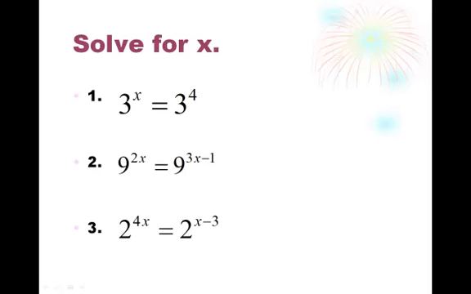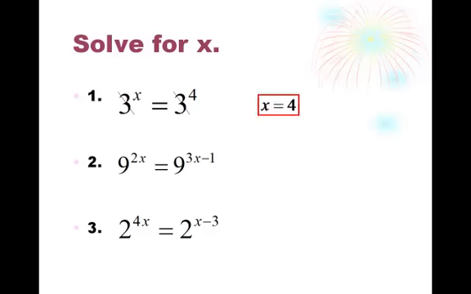Alright, in these next 3 examples, we're going to be solving for x each time. And notice that on each side of the equation you have a base number that is the same. So what we do is we start by canceling out the base number that is the same. In example 1, the base is 3 on each side of the equation. We cancel that out and we get that x is equal to 4.